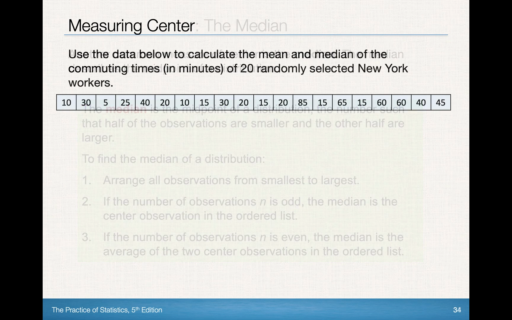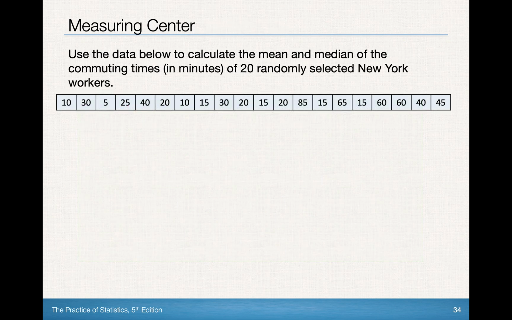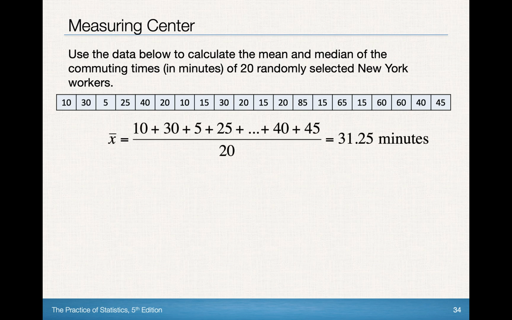Okay, here is an example. This is the data of the commuting times in minutes of 20 randomly selected New Yorkers. We're going to show the difference between the mean and the median. For the mean, we take these 20 New York commute times, add them all up and divide by 20. So the average, x-bar, the average commute time for these 20 randomly selected workers was 31.25 minutes.